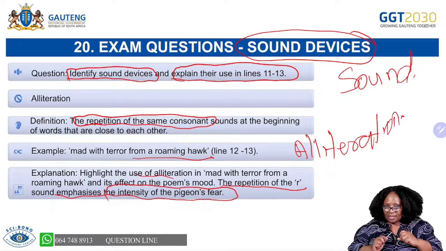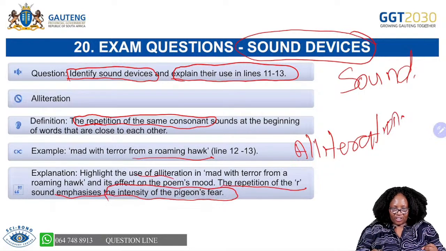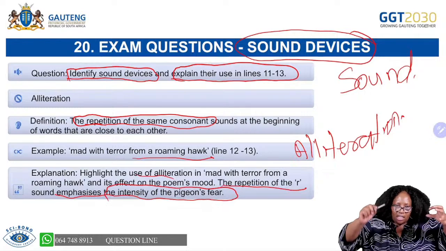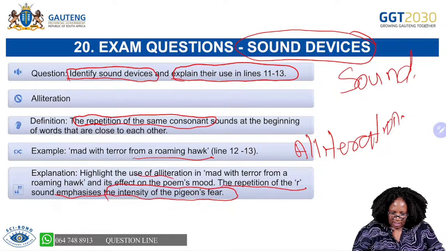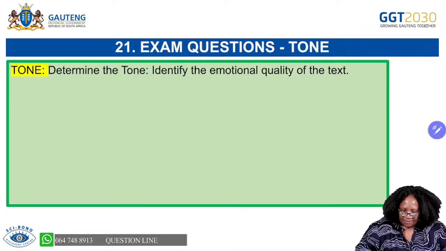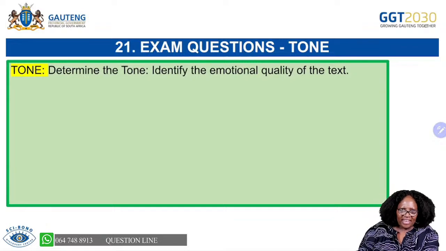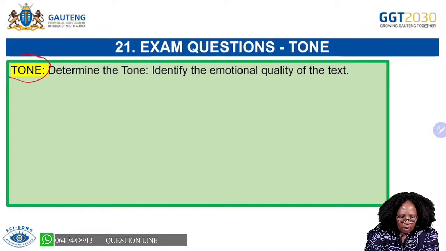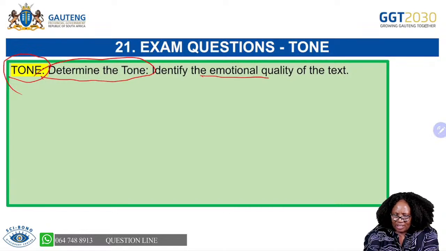What does it tell you? That there is imminent fear, there is imminent danger, and the pigeon is flying over to find safety. Okay? We're not only looking at the sound devices, but also at tone. You will be asked to determine the tone or to identify the emotional quality of the text.